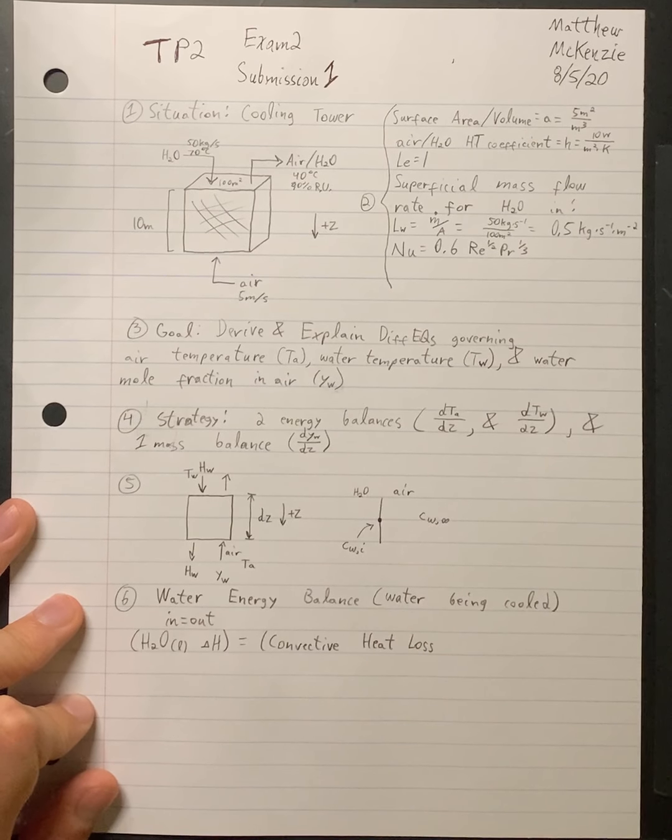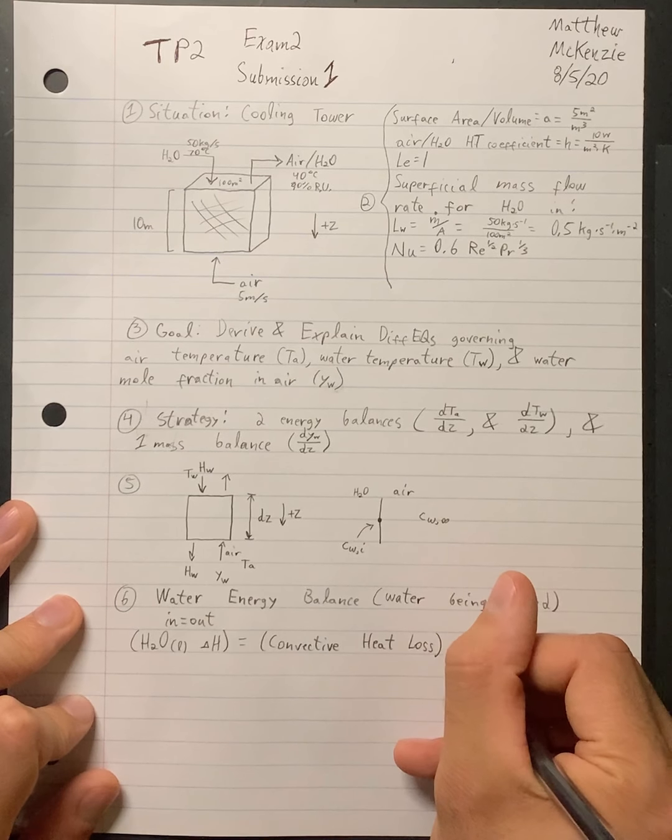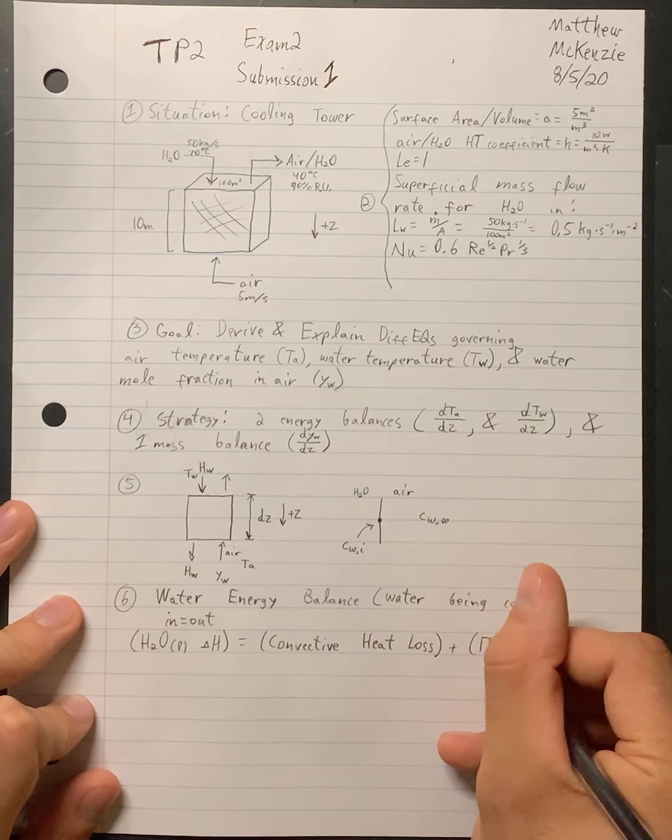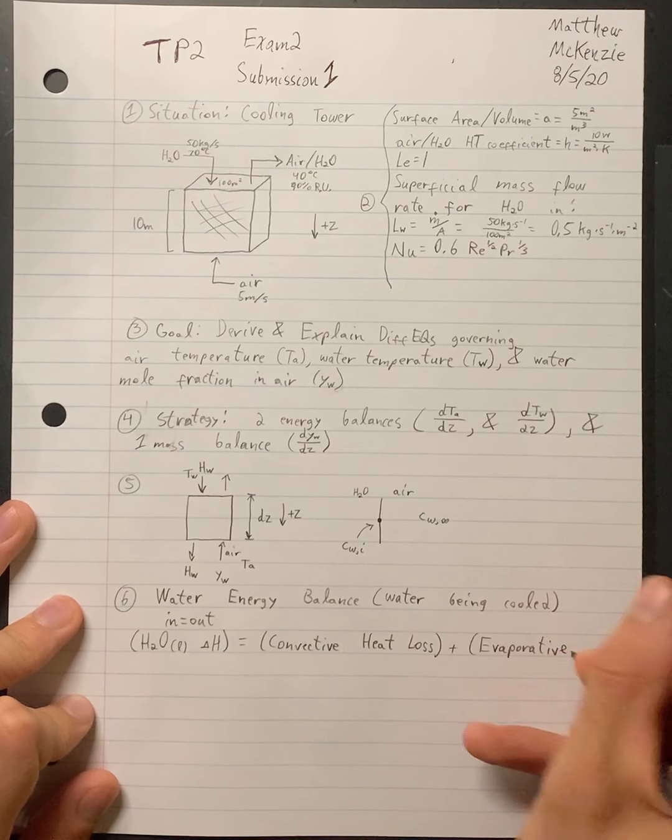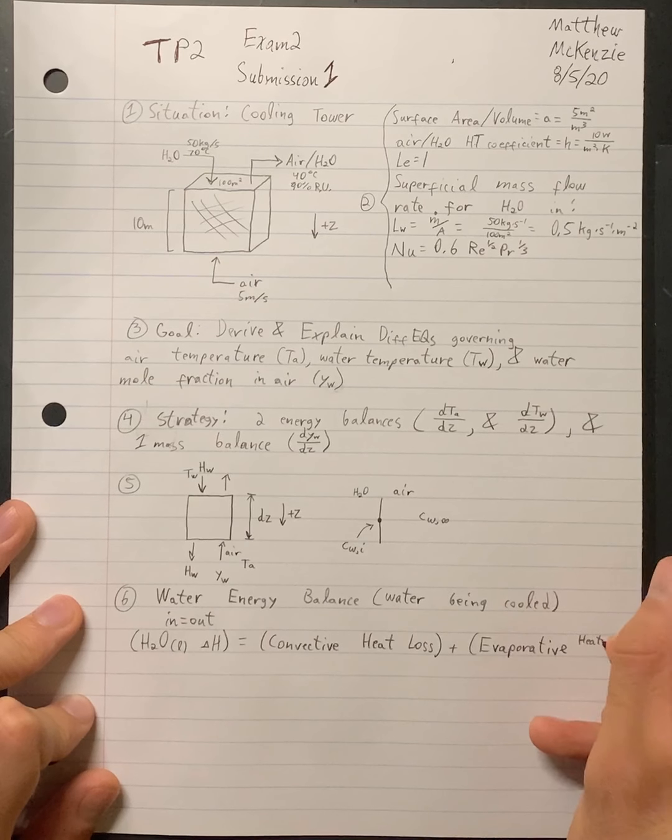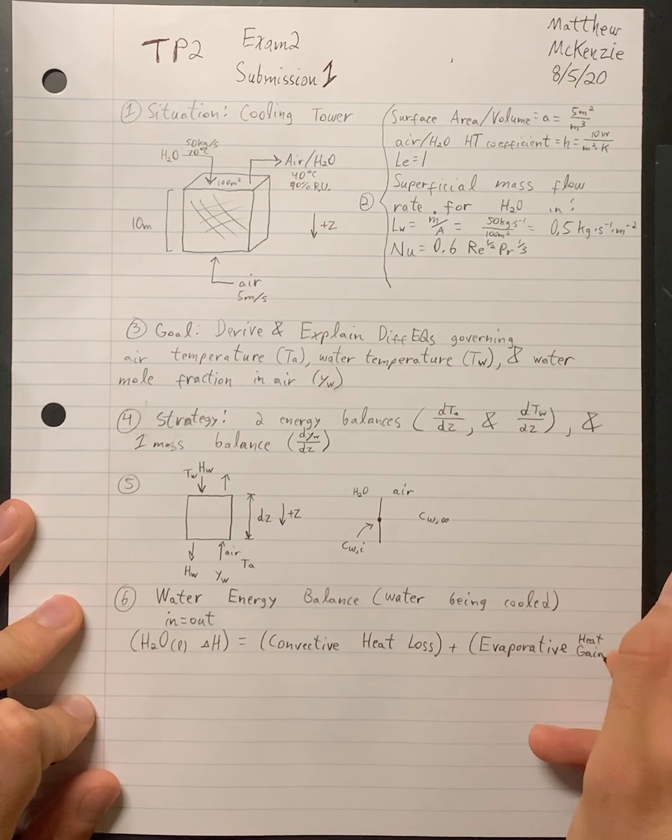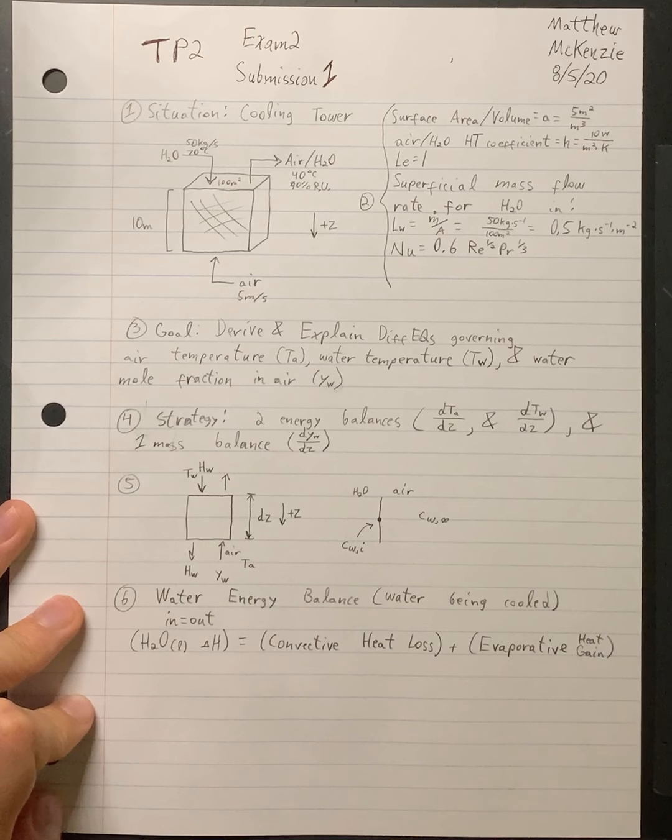If there's evaporation happening, that means there's convectively a loss in temperature with the evaporative heat gain, as it's getting energy from the air.